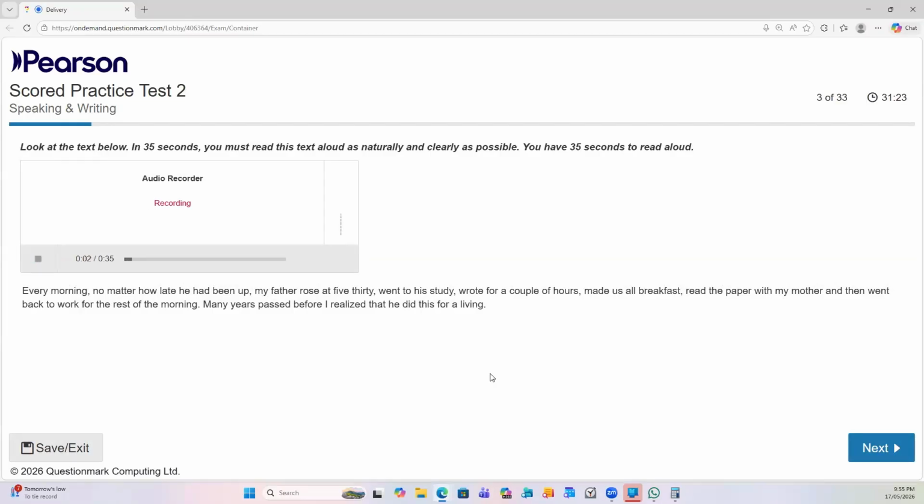Every morning, no matter how late he had been up, my father rose at 5:30, went to his study, wrote for a couple of hours, made us all breakfast, read the newspaper with my mother, and then went back to work for the rest of the morning. Many years passed before I realized that he did this for a living.